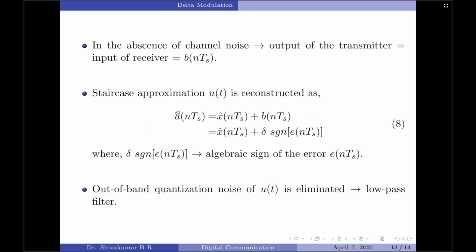Coming back to equation 8 here, we note that in a delta modulation system, the receiver reconstructs the transmitted sample by simply adding the sign of the prediction error to the previously reconstructed sample. That is, if the sign is plus, then the previously reconstructed sample is incremented by delta. On the other hand, if the sign is minus, then the previously reconstructed sample is decremented by delta. This is how a delta modulator works.